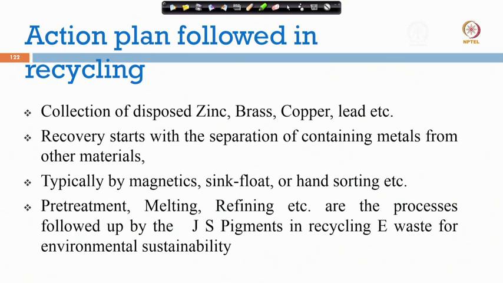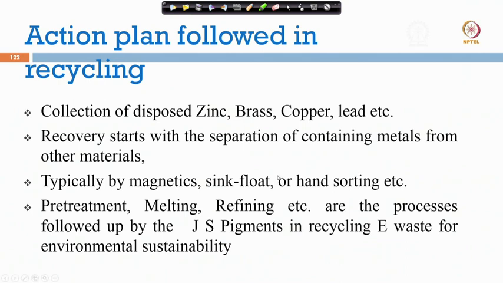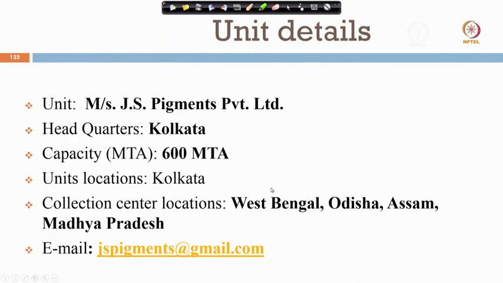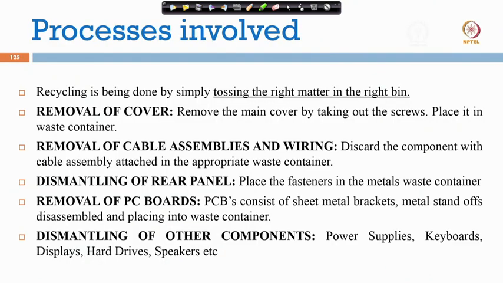This particular company, JS Pigment, works on zinc, brass, copper, lead, etc., recovery of metals, typical magnetic, zinc float, hand sorting, all those things that we talked about. Their headquarters is in Kolkata, with collection centers in Bengal, Odisha, Assam and Madhya Pradesh. Then High Tech Recycling India Private Limited, similar stuff. They do removal of copper, removal of cable assembly, rear panel. I don't think any one of these goes all the way to gold recycling and precious metal recycling.